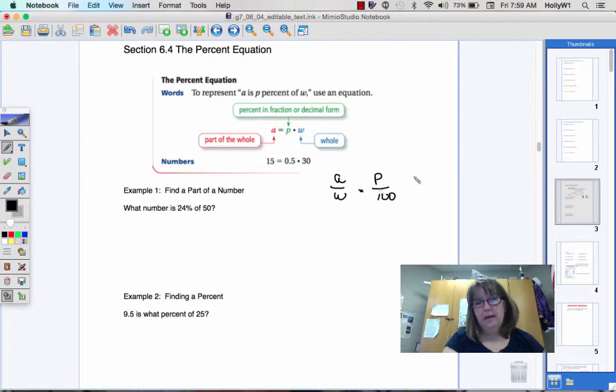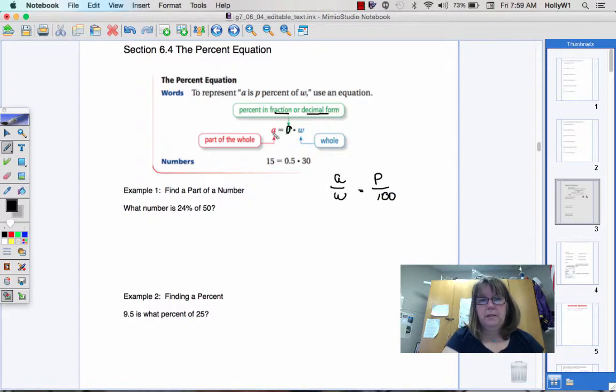This is where I get a little bit squirrely about how the book represents this, because in the percent proportion, we have the percent divided by 100. And now when we convert it into the percent equation, the percent becomes a fraction or in decimal form. It's no longer just the number with the percent stripped off of it. So you still have to think of this as the percent divided by 100 or the decimal.